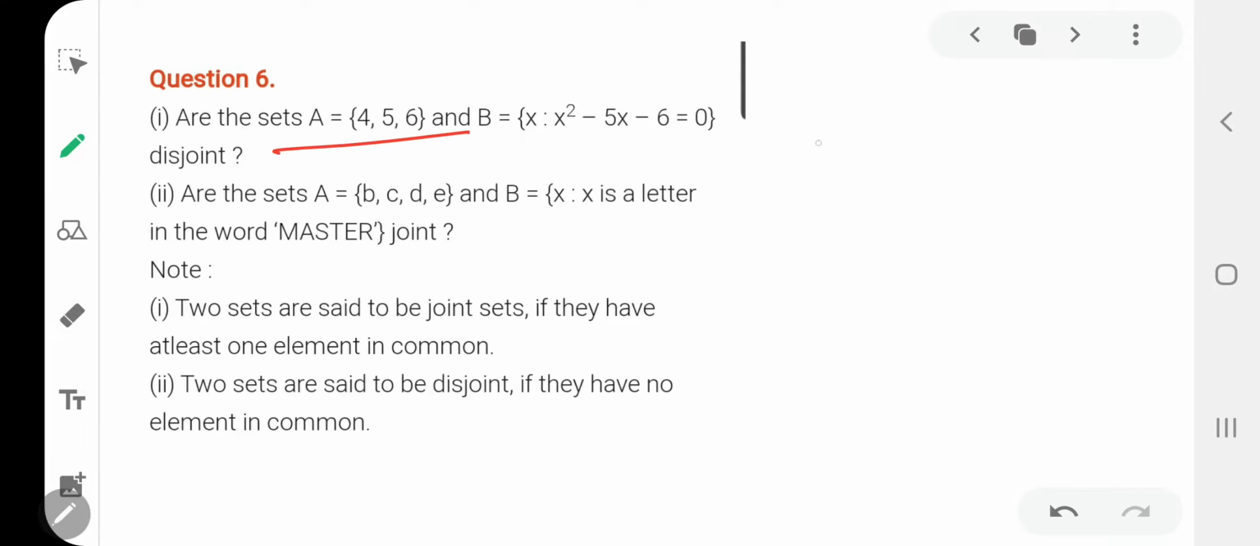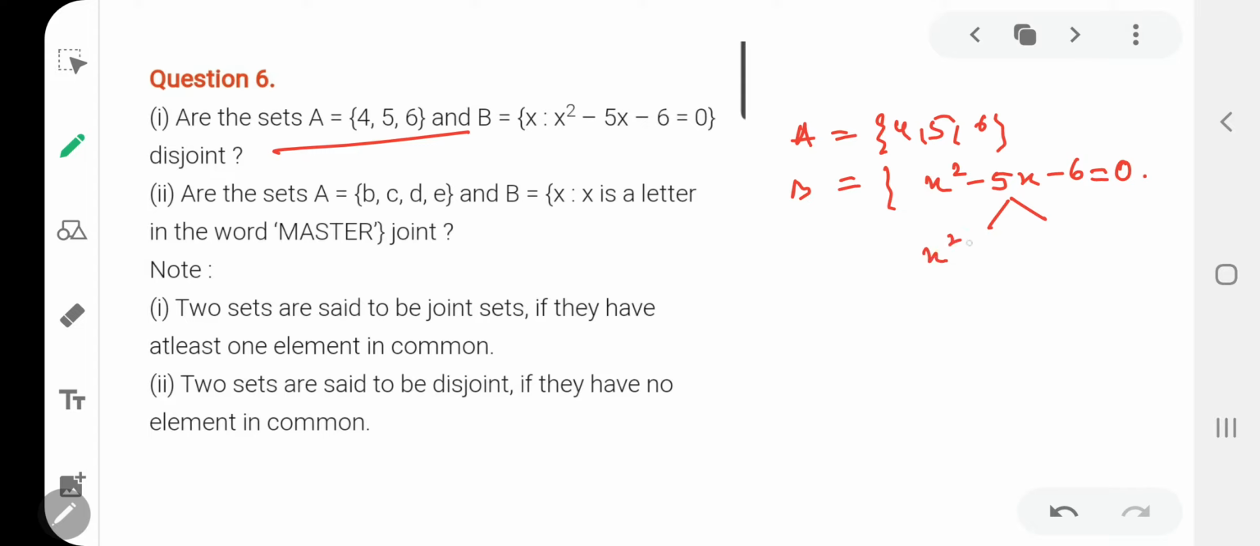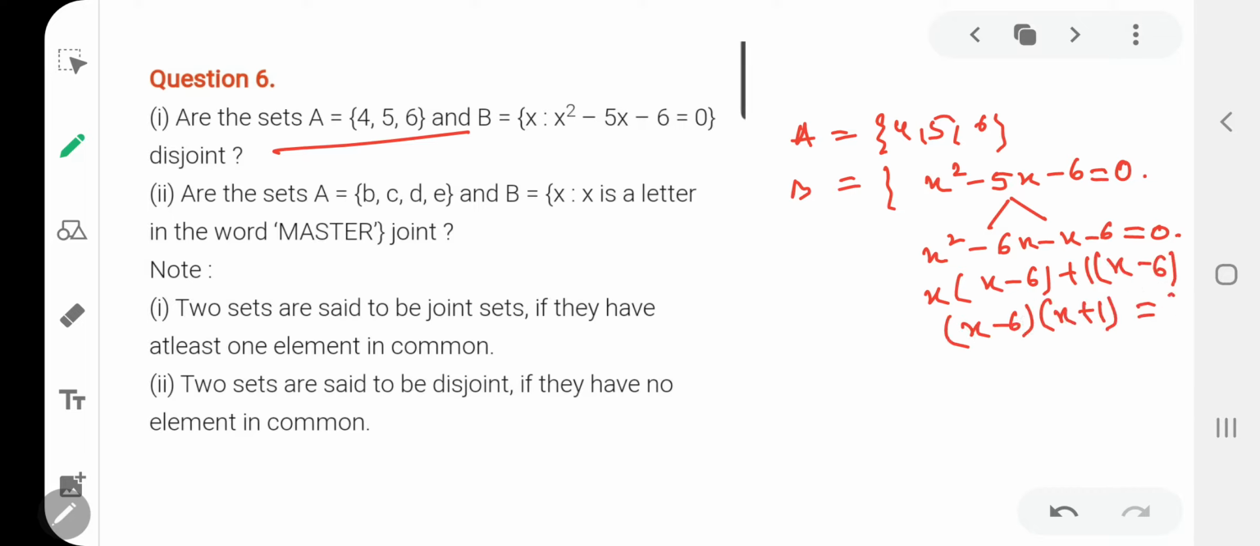Let's see. A is given as 4, 5, 6 and B is given where the equation is given x square minus 5x minus 6 is equal to 0. When you split 5 in such a form that you get with your multiplication 6 and by subtraction you get 5, in that case you will write x square minus 6x plus x minus 6 is equal to 0. That will be x minus 6 plus 1 into x minus 6. So you got two brackets, x minus 6 and x plus 1. You have to equate with 0.